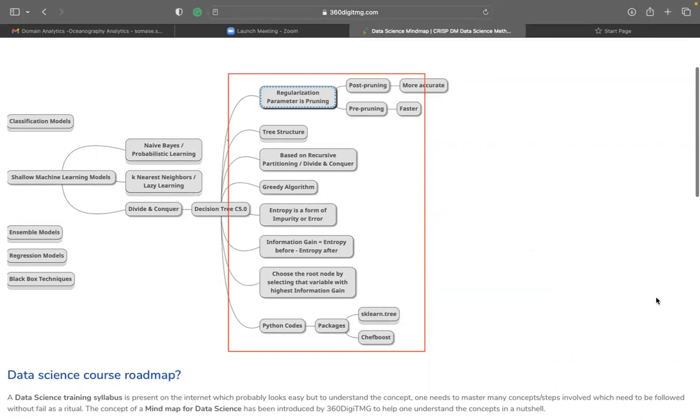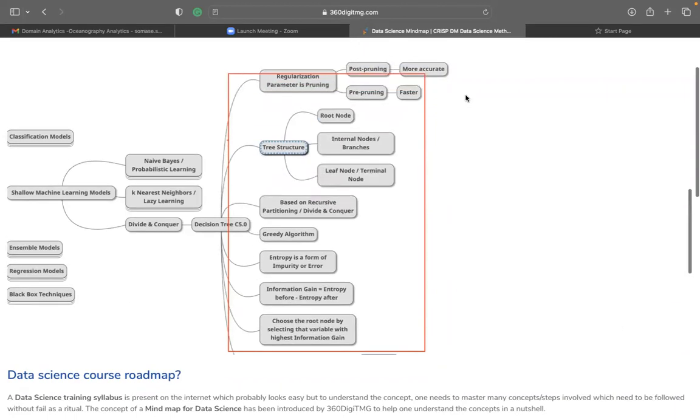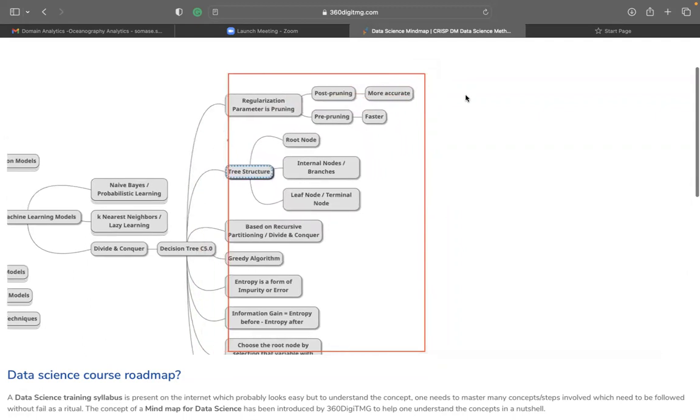In the decision tree, we have regularization parameters, nothing but pruning. Pre-pruning is nothing but stopping the tree growth early. Then we have the tree structure. In that we have the root node, internal nodes and branches. You can imagine a tree, with all the branches and roots. Then we have leaf nodes, same like that.